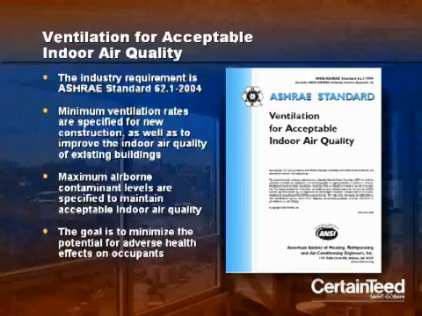Indoor air quality requirements are covered in ASHRAE Standard 62.1. This standard spells out minimum ventilation rates for new construction, as well as information on improving indoor air quality in existing buildings. It also provides lists of maximum contaminant levels for those spaces to maintain acceptable indoor quality. This is all about minimizing the potential for adverse health effects on building occupants.